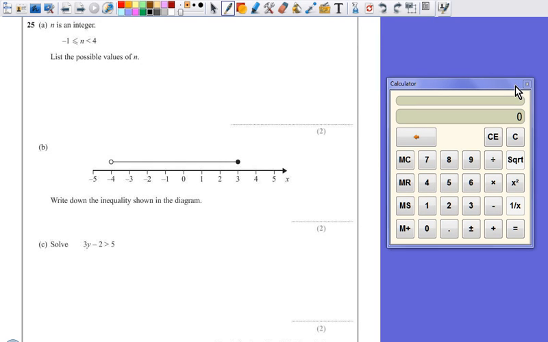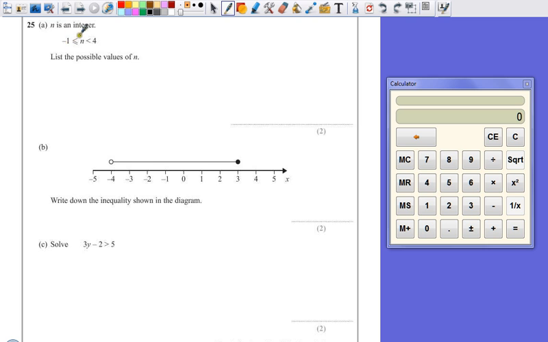Question 25, part A. N is an integer. List the possible values of n. For -1 is less than or equal to n, which is less than 4. Now an integer is a whole number, so we can ignore decimals, but it can be negative.